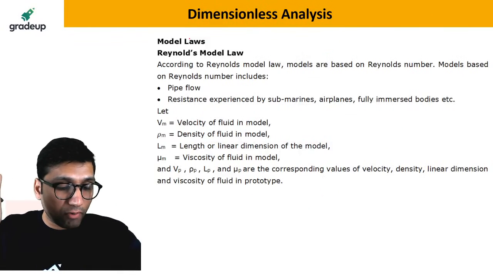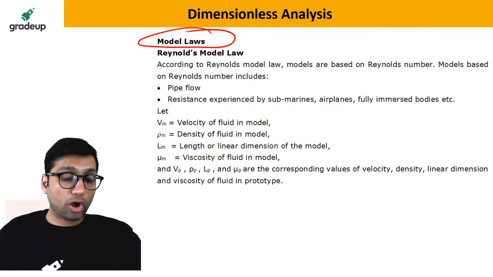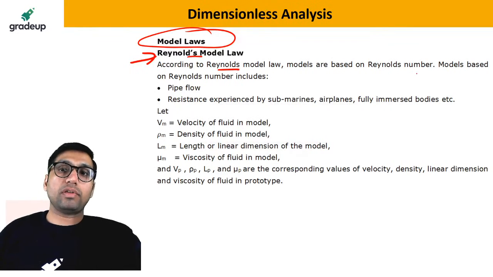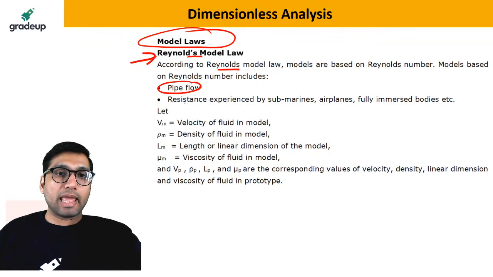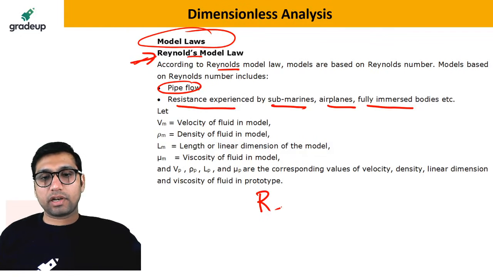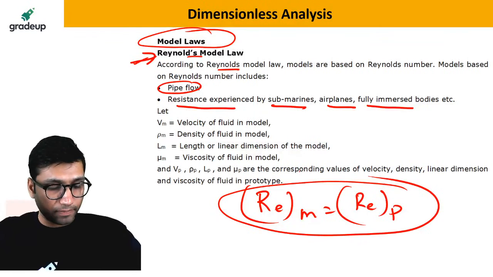But what is important for you in dimensional analysis is model laws. Different types of model laws we use. Two model laws are very important: Reynolds model law and Froude model law. Reynolds model law is used in the application of pipe flow and the resistance experienced by a submarine, airplane, or fully immersed body. In the Reynolds model law, we simply use that the Reynolds number of model will be equal to the Reynolds number of prototype.